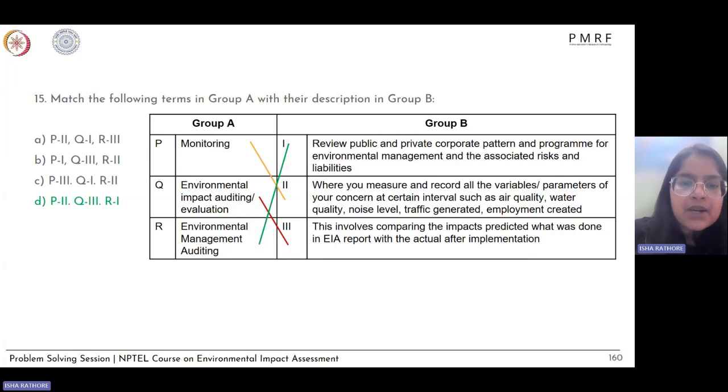Then environmental impact auditing or evaluation involves comparing the impacts predicted, what was done in the EIA report, with the actual after implementation. So Q matches with 3. Then environmental management auditing reviews public and private corporate patterns and programs for environmental management and the associated risks and liabilities. So R matches with 1. So the correct answer is P matches with 2, Q matches with 3, R matches with 1.